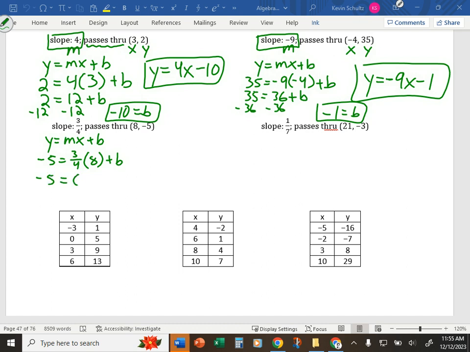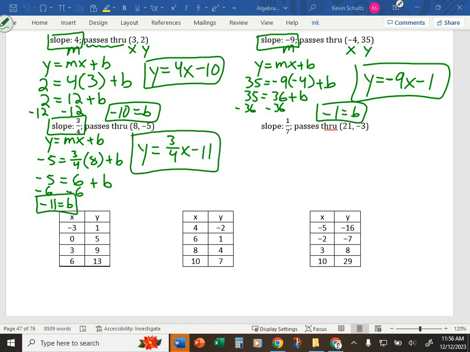So -5 equals 6 plus b. Subtract 6 from both sides. Anthony, I'm liking your answer here. -11 equals b. -5 minus 6. Combine that b with our m, with our slope, and you get the final answer of y equals 3/4 x minus 11. Ta-da! Okay. Your homework.